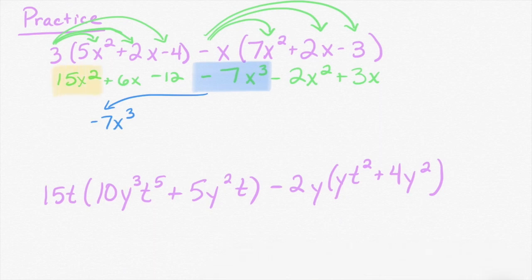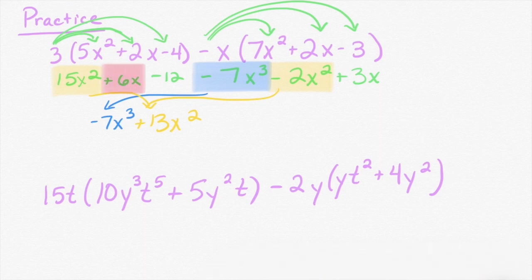Do we have anything else that's x squared? Yes, 2x squared. What's 15x squared minus 2x squared? 13x squared. Positive 13x to the second power. Yep, positive 13x squared. Doesn't matter how you write it, like how you wrote it.